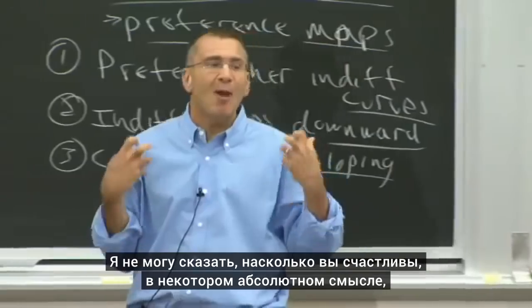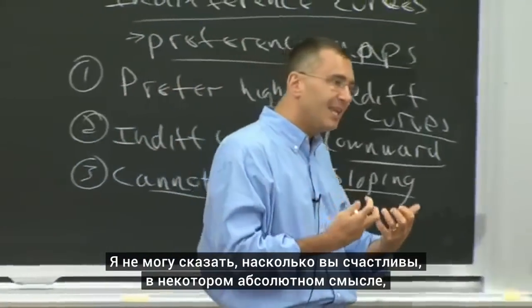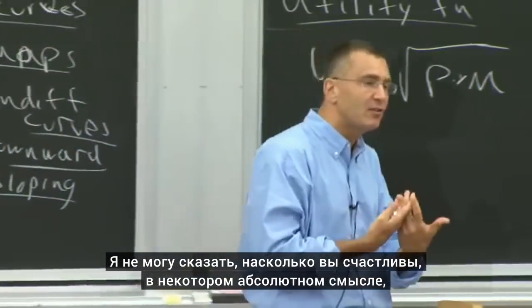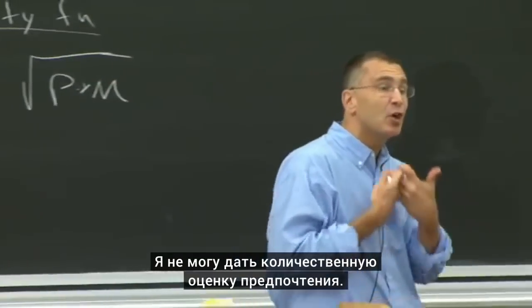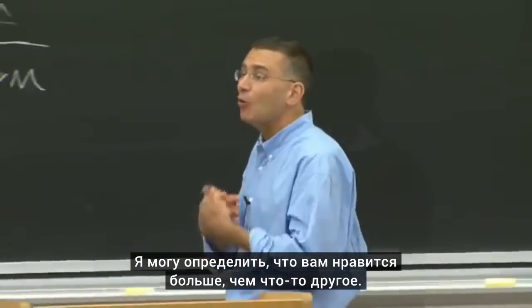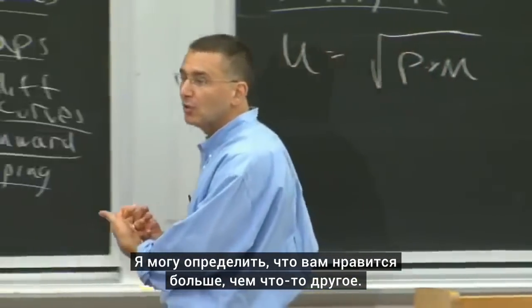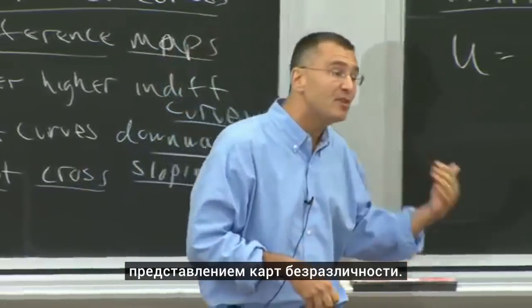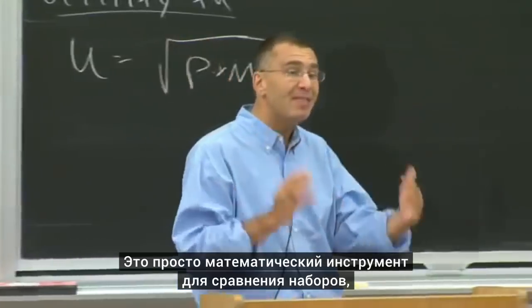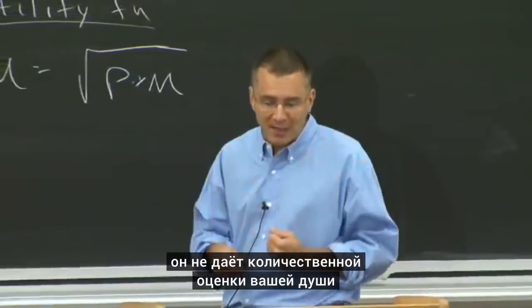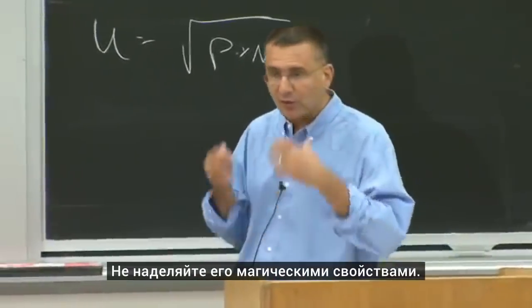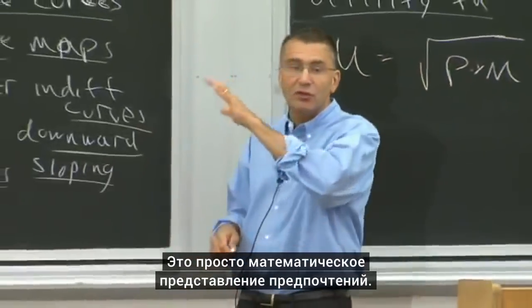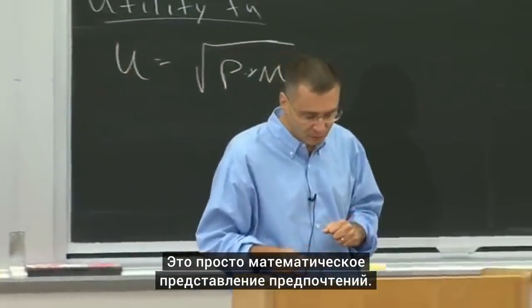I can't say how happy you are in some abstract, absolute sense from 2 pizzas and 1 movie. I can't give a cardinal form of preferences. But this is an ordinal ranking of preferences. I can tell what you like better than what else. So that's why utility functions are just representations of indifference maps. They're just a mathematical tool for comparing bundles. They're not some inner answer to the value of your soul or something like that. Okay, so once again, don't imbue these with too much magic. They're just mathematical ways of representing preferences.